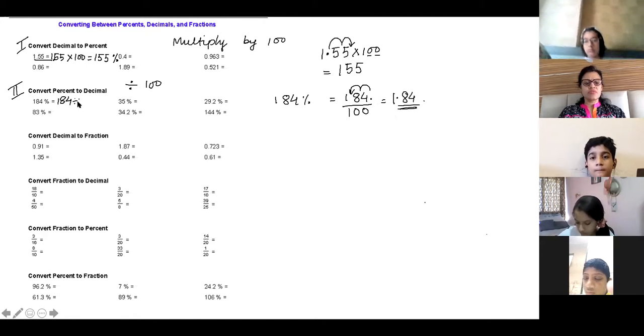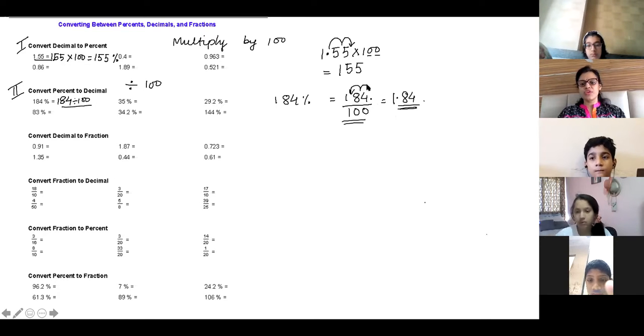184 divided by 100. This way also you can write. Don't put arrows. Arrows, do it in your mind. This I am showing so that you understand what I'm doing. Rashta, is it clear how to write? Yes, ma'am. So this way only you have to follow.